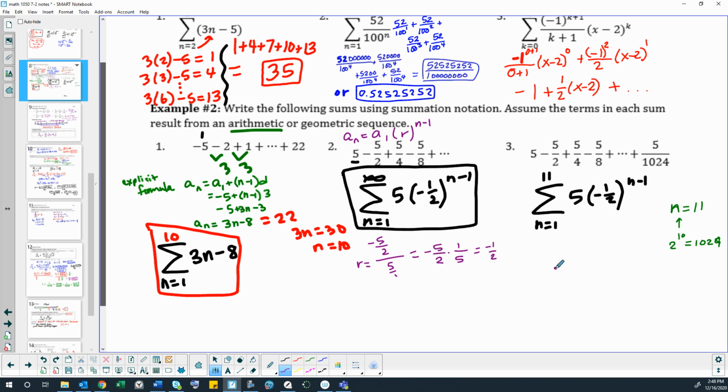So I'm going to say that 5 times -1/2 to the n-1 power needs to equal 5 over 1024. We need to solve for n. So we're going to start by dividing both sides by 5. Divide by 5, that's going to cancel out our 5's. So now we just have -1/2 to the n minus 1 power equals 1 over 10 to the 24.